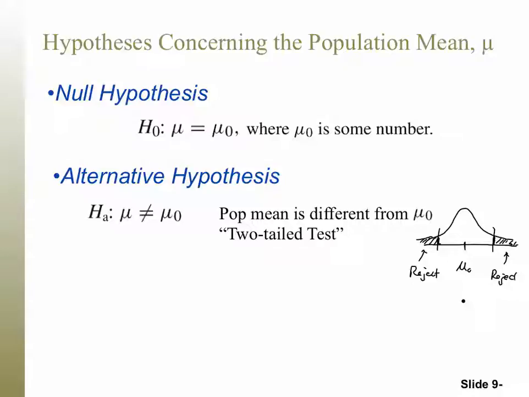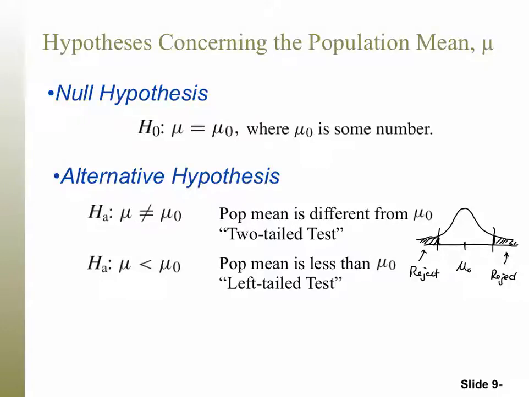So this is called a two-tailed test, because if we come up with an estimate for the population mean that's too much bigger than mu naught or too much smaller than mu naught, then we reject the null hypothesis that mu equals mu naught. Okay, so another potential test would be this one. The population mean is less than our hypothesized mean. That's strict, so that's a left-tailed test.